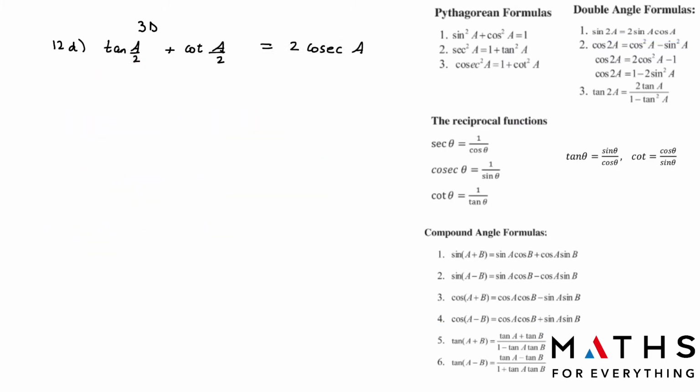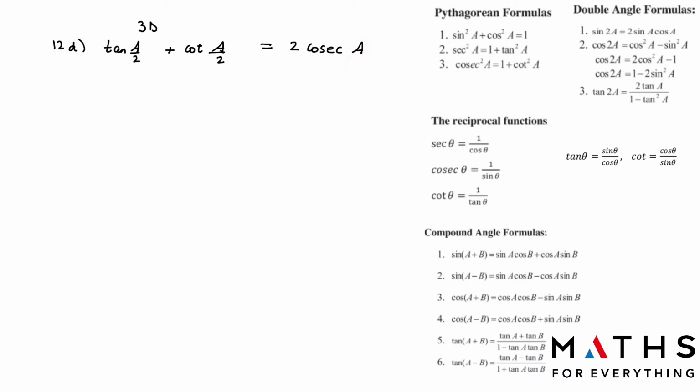Tan a over 2 plus cot a over 2 is equal to 2 cosec a. With a over 2, most of you might think, let's use the half angle formula. But the half angle formula, I haven't written it down here. If you look, tan a over 2 is not there. It's only sine square a over 2 and cos square a over 2. So what else can we do here?